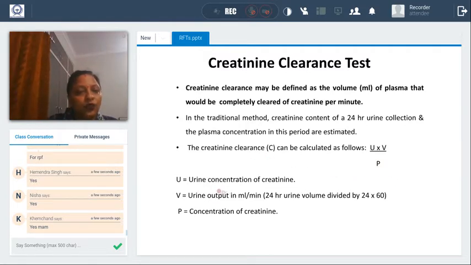C, likewise U is urine concentration of creatinine, V is urine output in ml per minute. Here it is 24 hours urine volume divided by 24 into 60. Then P is plasma concentration of creatinine.